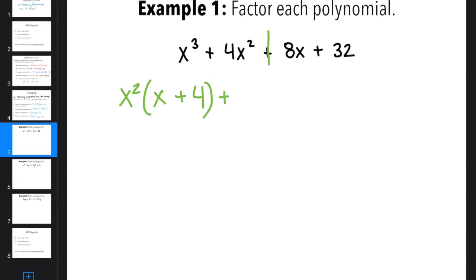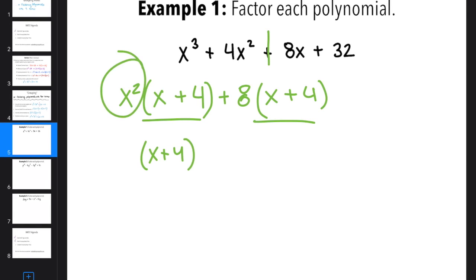All right, can I look at my second half? What can I divide both of those terms by? Well, it seems like I can divide both of those by 8. If I pull out 8, it leaves me x plus 4. I see x plus 4 is the same. So I'm going to factor out x plus 4, which leaves me with the leftover chunk of x squared plus 8.